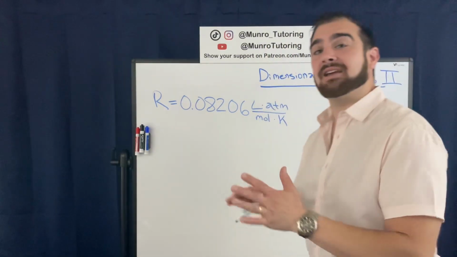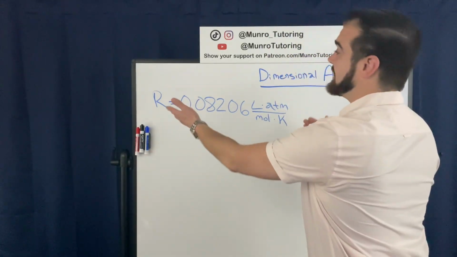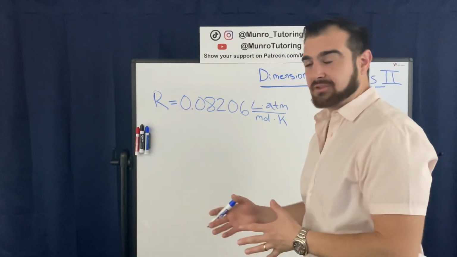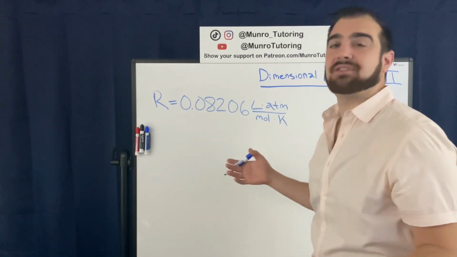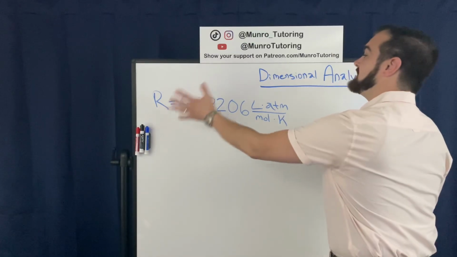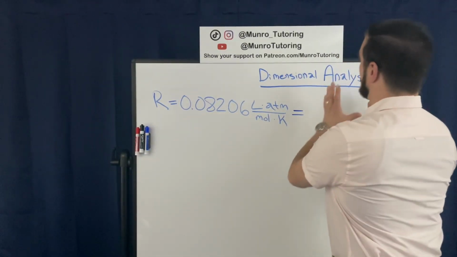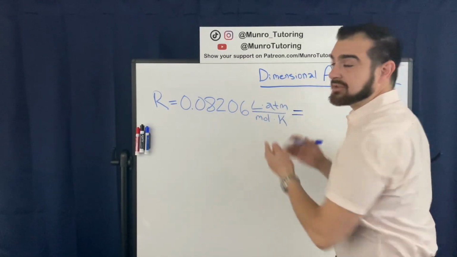So let's say you forget the ideal gas law and you are provided the gas constant. Well, if we just know which variables correspond to which units, we can put this together in no time. So the constant, we're going to set this equal to, and then we're going to figure out what variables go here to end up with those units.